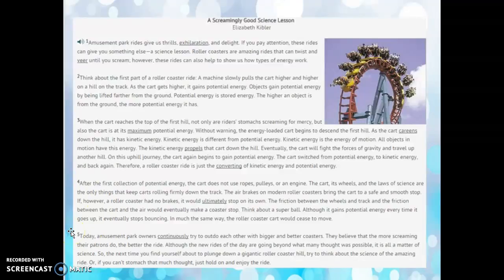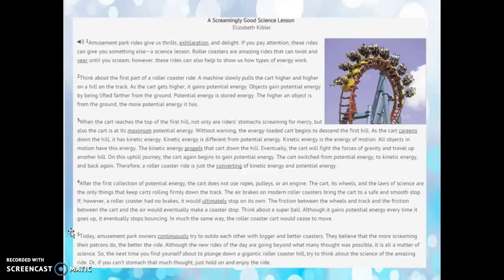Today, amusement park owners continuously try to outdo each other with bigger and better coasters. They believe that the more screaming their patrons do, the better the ride. Although the new rides of the day are going beyond what many thought was possible, it is all a matter of science. So, the next time you find yourself about to plunge down a gigantic roller coaster hill, try to think about the science of the amazing ride. Or, if you can't stomach that much thought, just hold on and enjoy the ride.